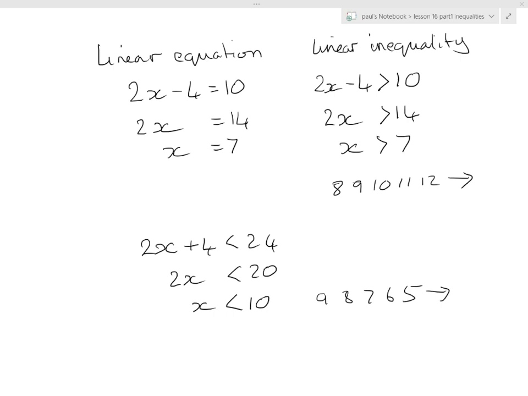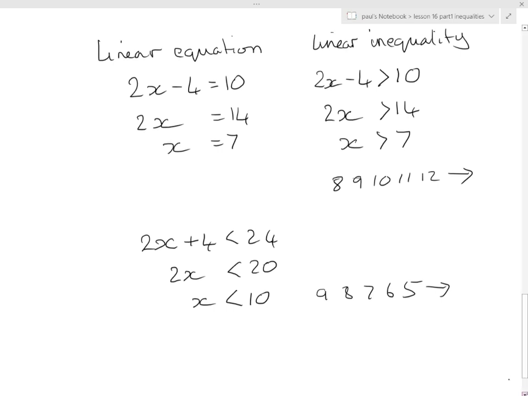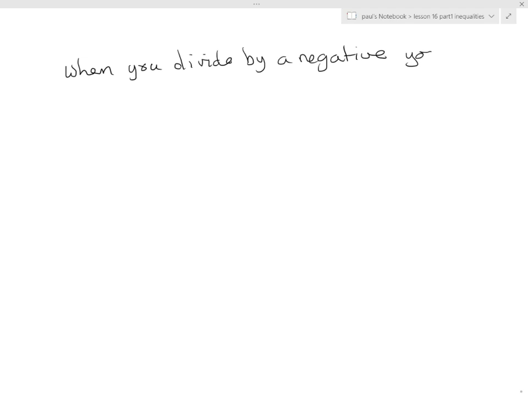Right. Now, there is one thing that is not designed to catch you out, but it could. It is when you divide by a negative, you have to flip the sign. Okay, let's have an example of this.